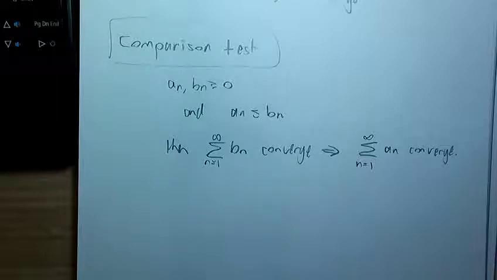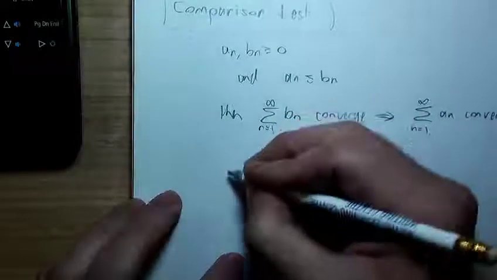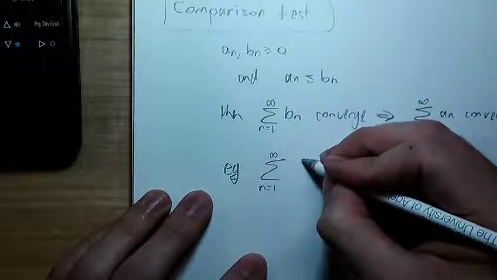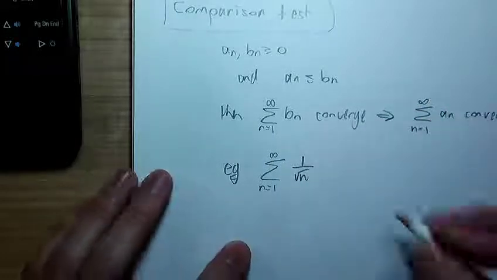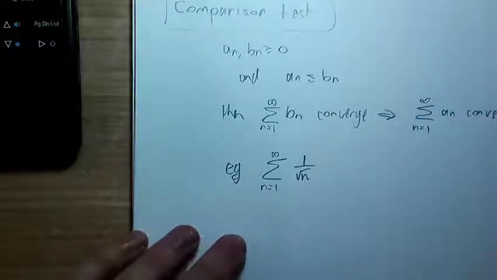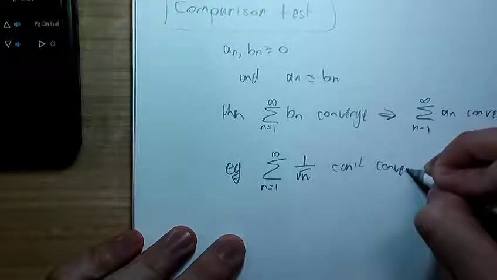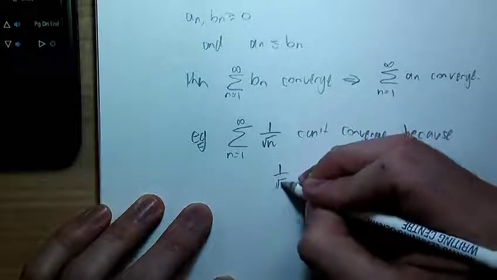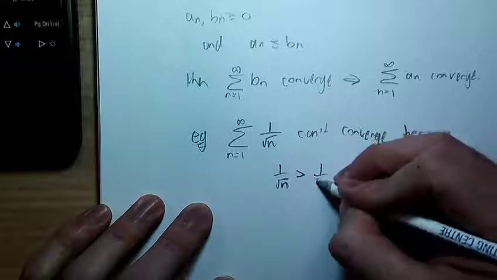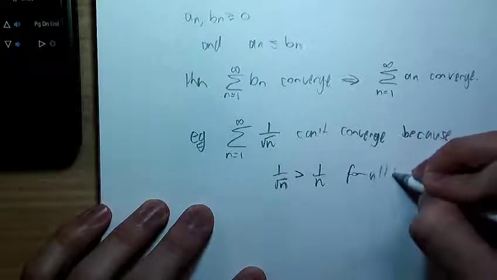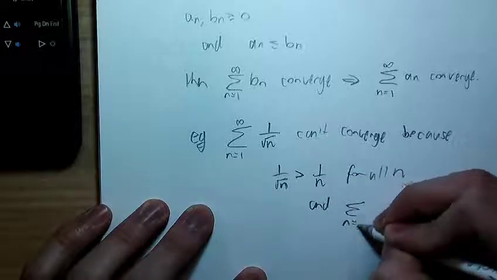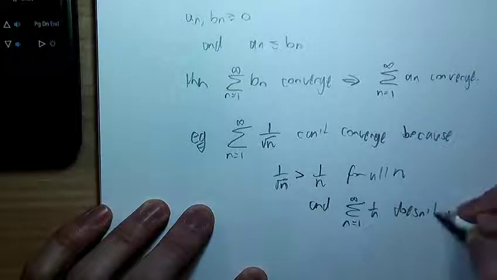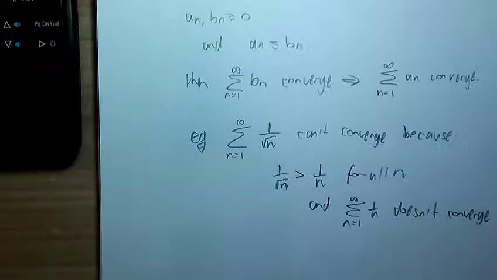Cool. So if you know, for example, that's kind of cool, I like this. So, for example, you know that that one can't converge, because 1 on root n is more than 1 on n for all n, and this one doesn't converge. So it works both ways.